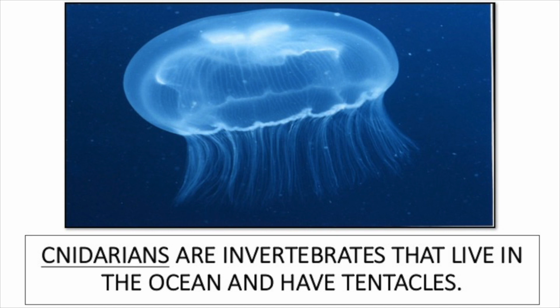Cnidarians are invertebrates that live in the ocean and have tentacles. Yes, a jellyfish is this type of invertebrate. Hard to say. So let's say it one more time. Cnidarian. Yes. Anything that lives in the ocean with no backbone and has tentacles, such as a jellyfish, belongs to this group.